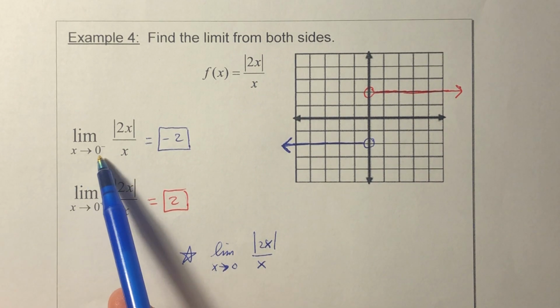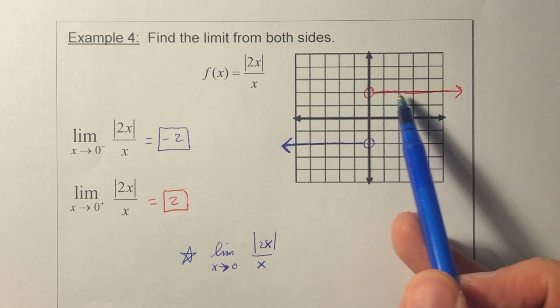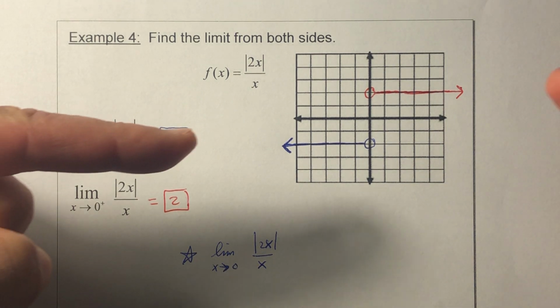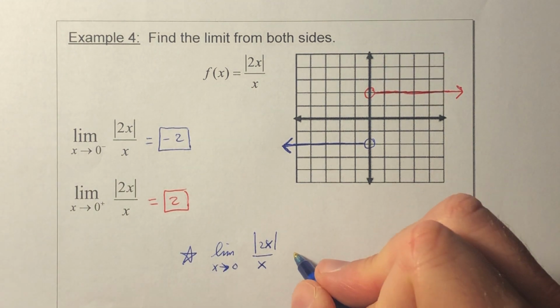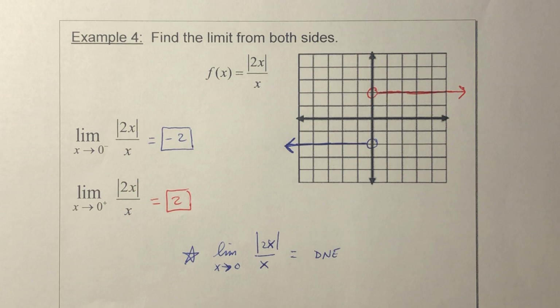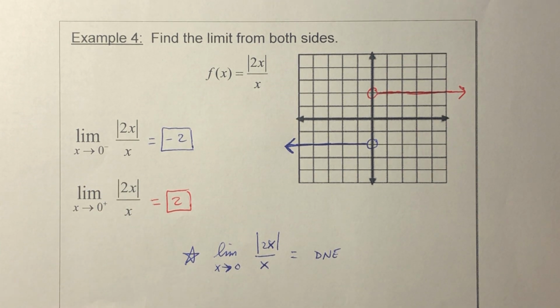As x approaches 0 from the left side, your limit's -2. As x approaches 0 from the right side, your limit's +2. What if x approaches 0 from both sides? See how they don't meet? So in this case, the limit does not exist. But again, as you can see, if we approach just from one side, it does exist.